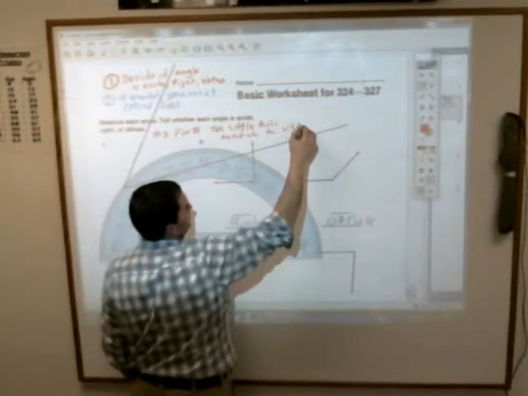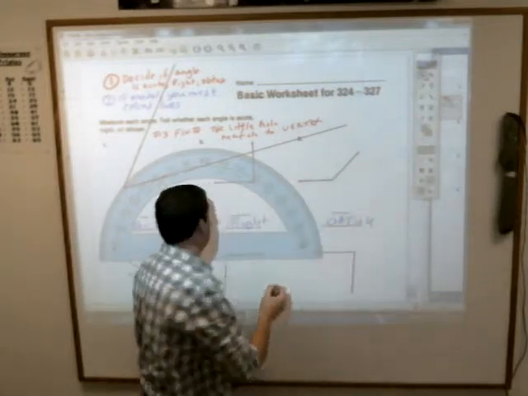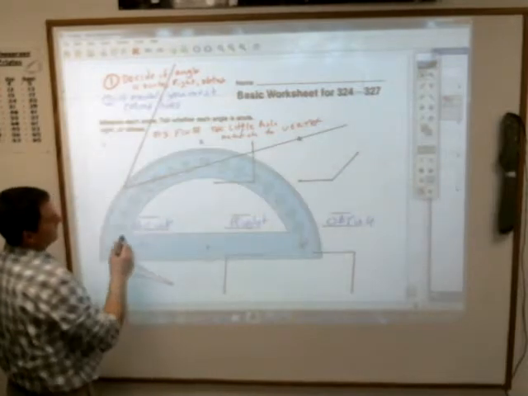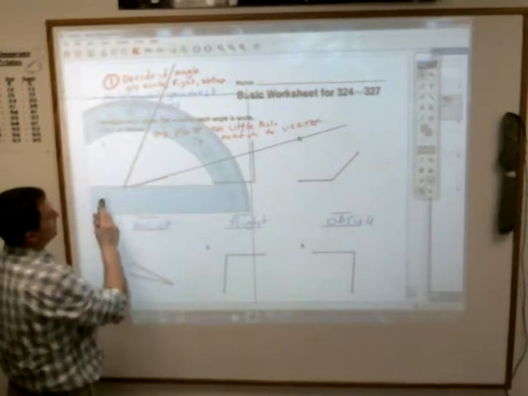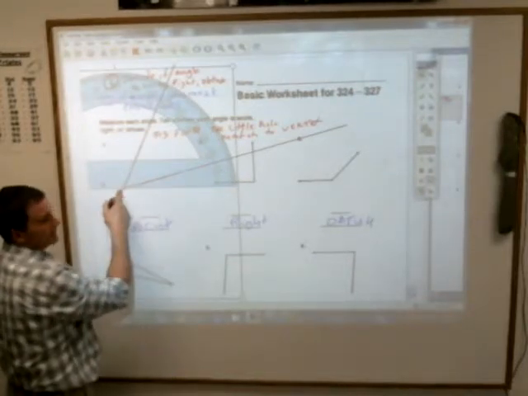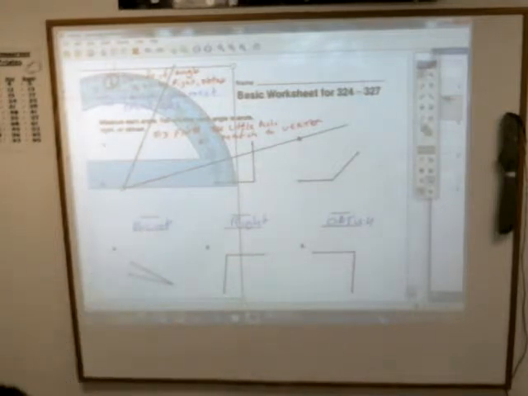In other words, you are going to take your protractor and move it so that that hole matches up to the vertex. You should be able to see that vertex in your little hole there. Okay, we're not done with that part yet, but I want to make sure you get that.